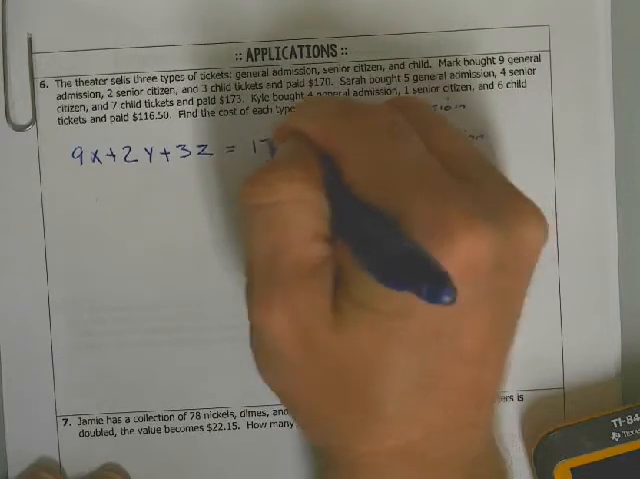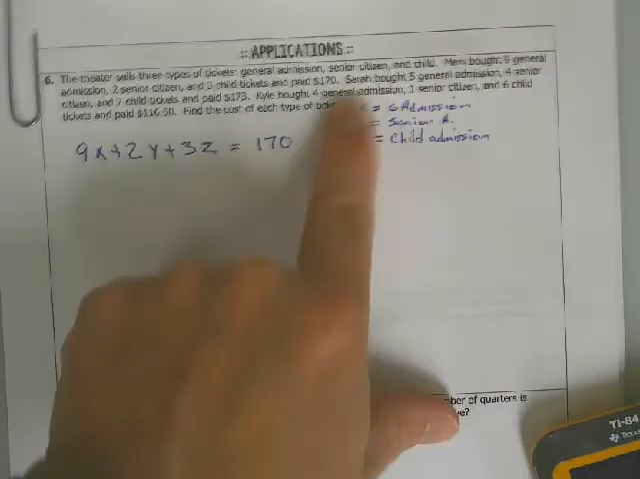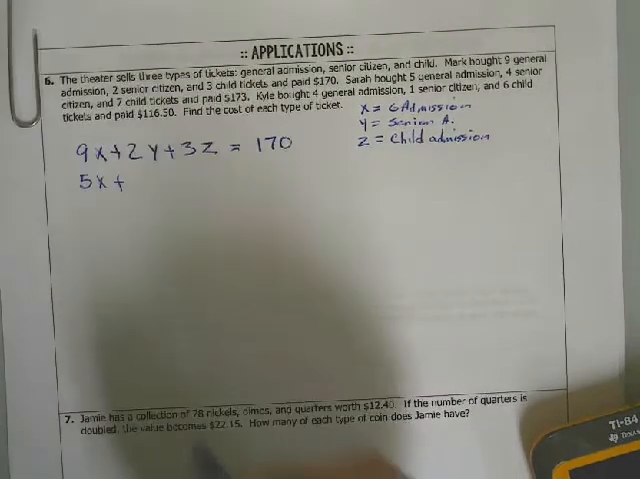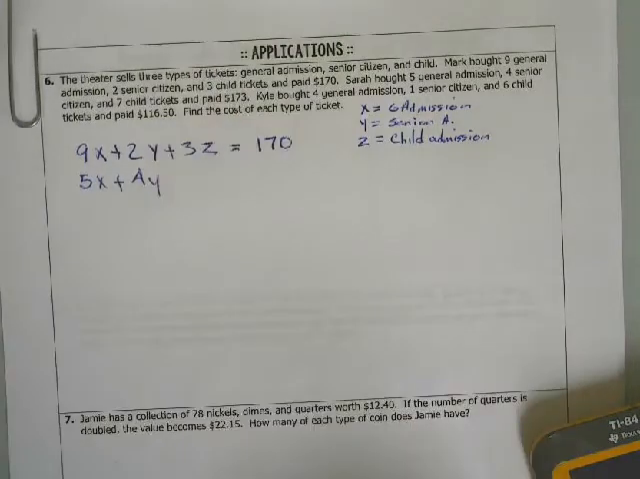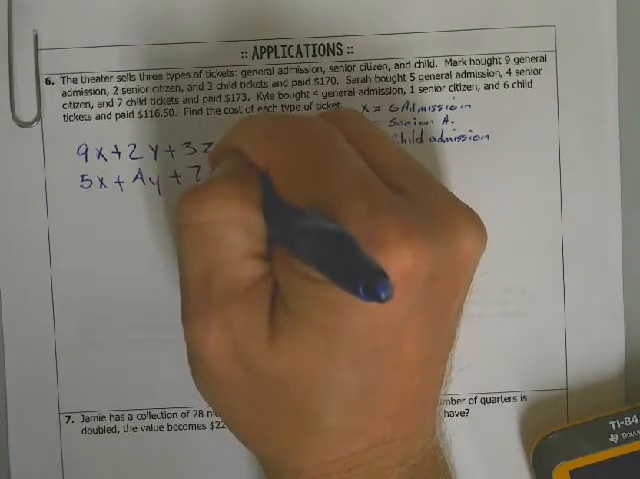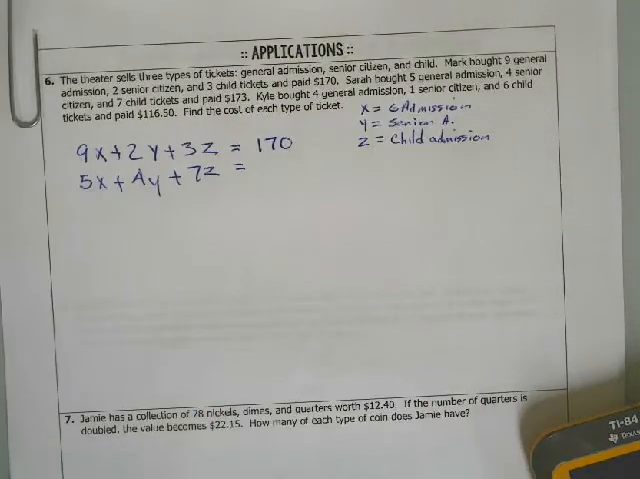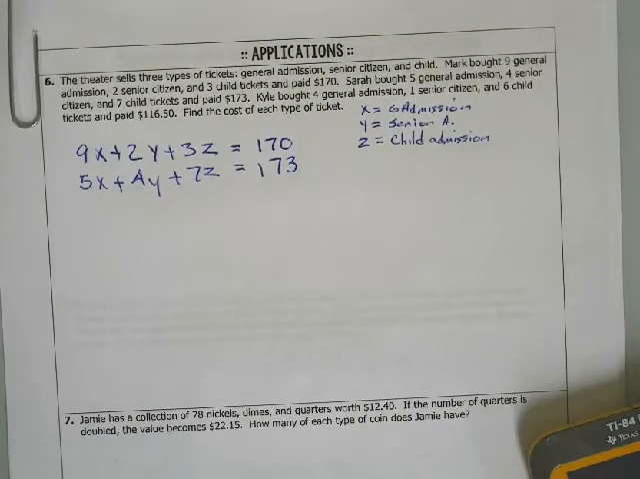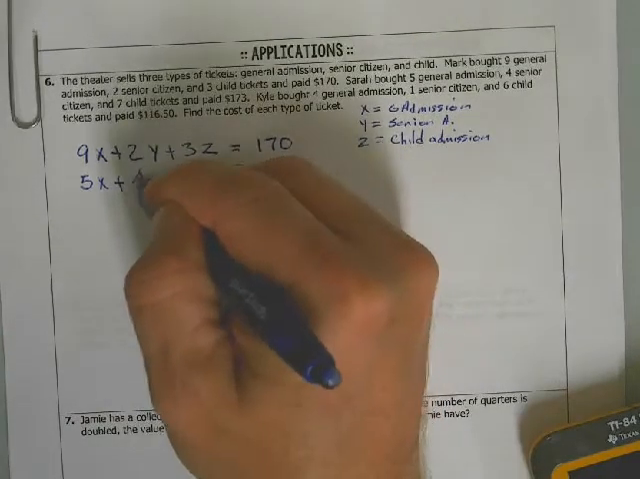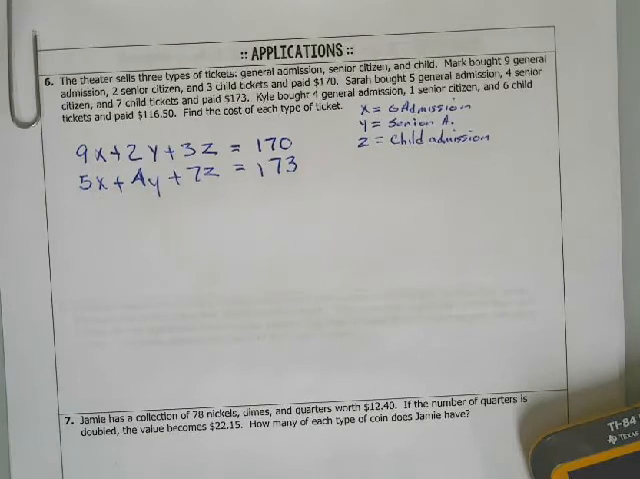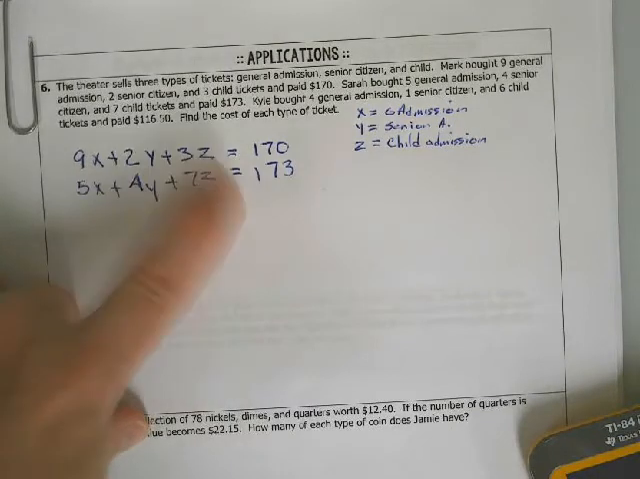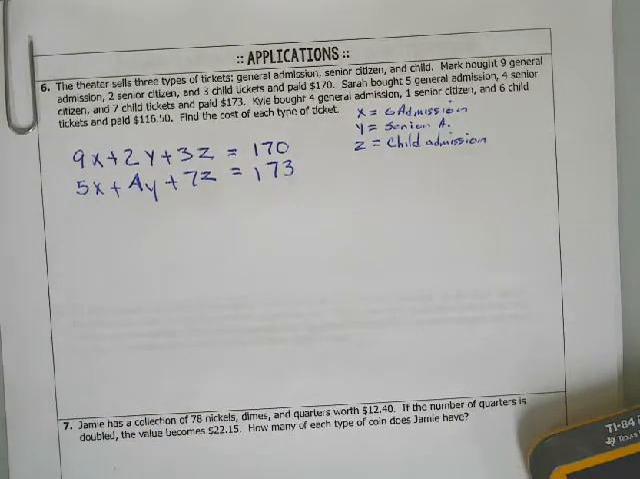Equals $170. Somebody else, Sarah, bought 5 general admission tickets and 4 senior tickets and 7 child tickets and paid $173. Oh, yep, it's a 4. Okay, and I generally write them like that. My 2's look a lot like my Z's also.